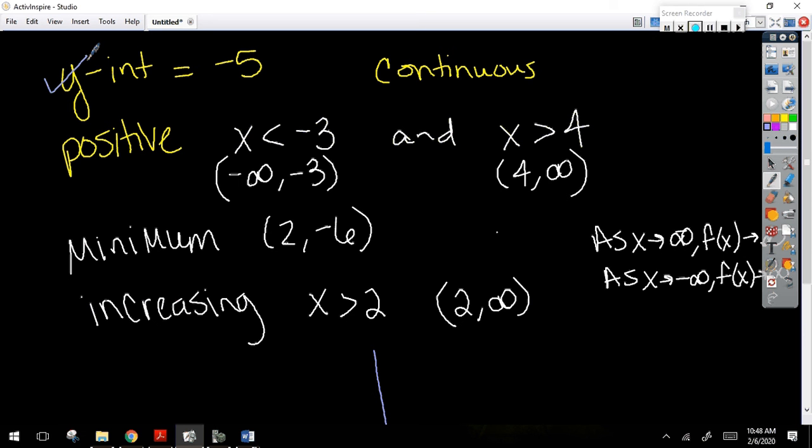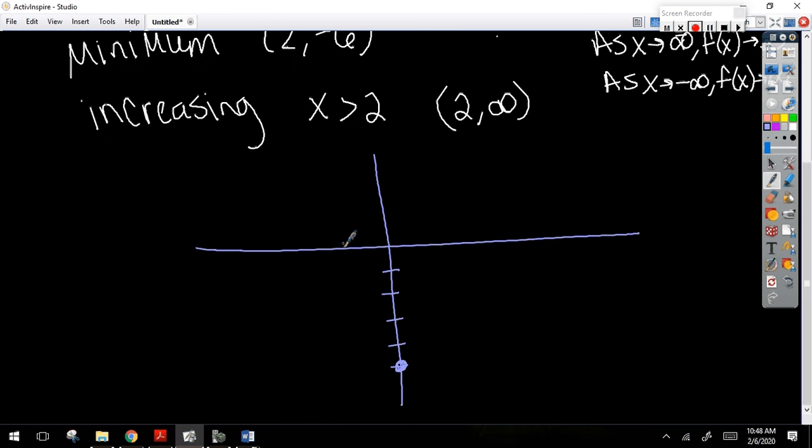So really what they're telling me is these are what? Zeros. That's exactly why I put the point there. Okay, so -3 and 4. So 1, 2, 3, and 1, 2, 3, and 4. Yeah, that's what I have written down.